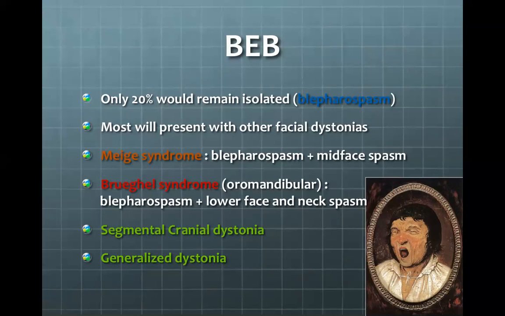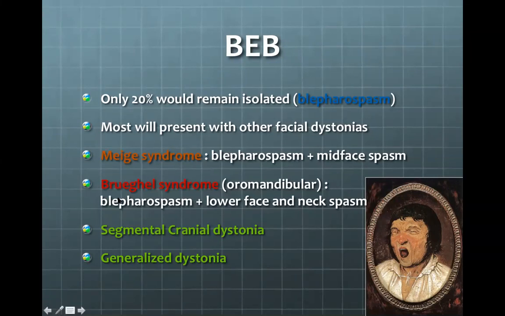Only 20% would remain isolated, only blepharospasm. Most of the patients will have involvement of other parts of the face and sometimes the body. If it involves the midface with the blepharospasm, this is what we know as Meige syndrome, where we have also lower face and neck spasm and torticollis.